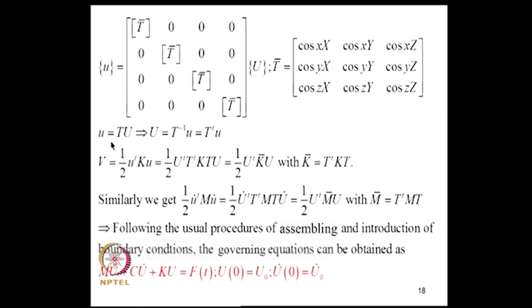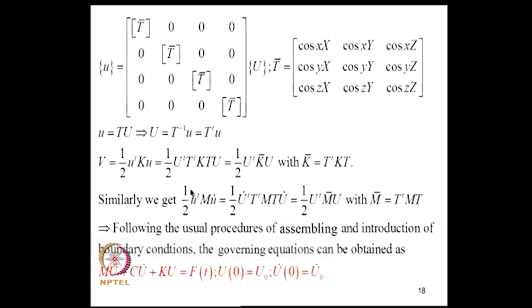Now, we can write u as T U, therefore, capital U will be T inverse u, but T inverse is T transpose. So, it is T transpose u. Now, the expression for strain energy is half u transpose K u, where this lowercase u is in the local coordinate system. In the global coordinate system, substituting for lowercase u in terms of this, I get this equation. By rearranging these terms, you can show that K bar is T transpose K T, which is the stiffness matrix in the transformed coordinate system.